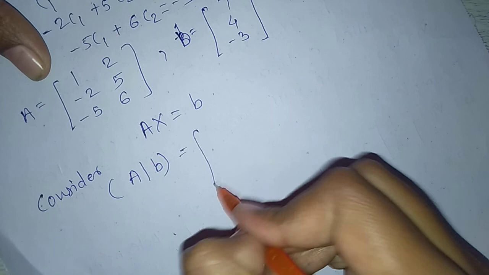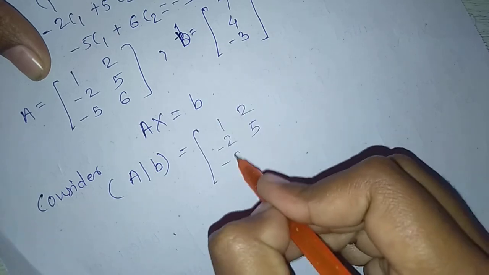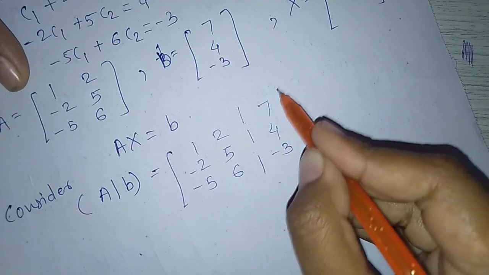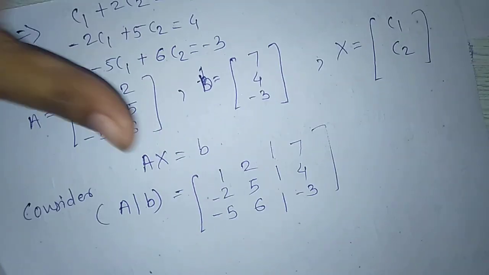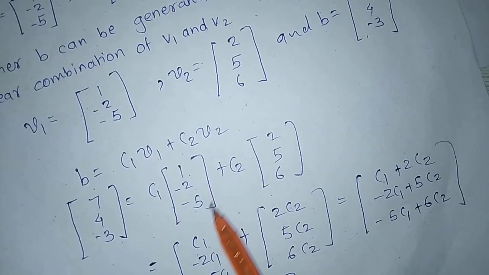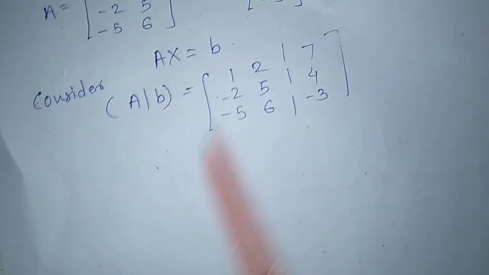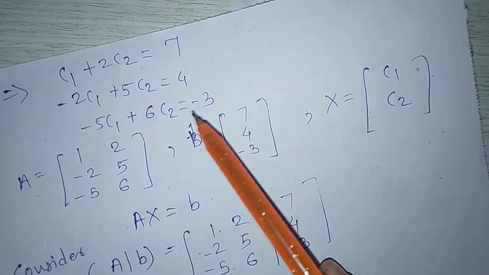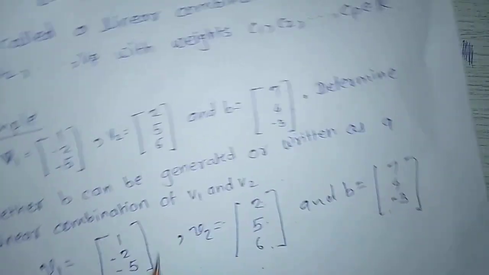Augmented matrix [A B]. We get 1, 2, minus 2, 5, minus 5, 6 and add the column matrix of b: 7, 4, minus 3. As you can observe, the first column and second column of the coefficient matrix are nothing but v1 and v2. v1 is 1, minus 2, minus 5. v2 is 2, 5, 6. The last column is the column matrix of constants, which is nothing but b: 7, 4, minus 3.